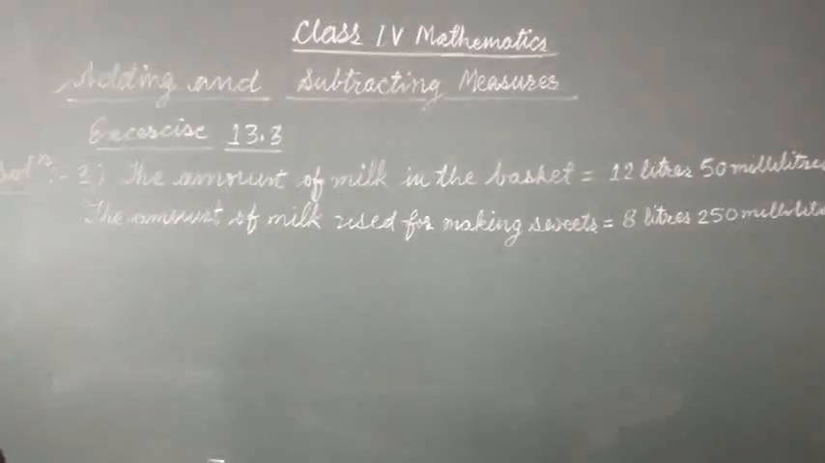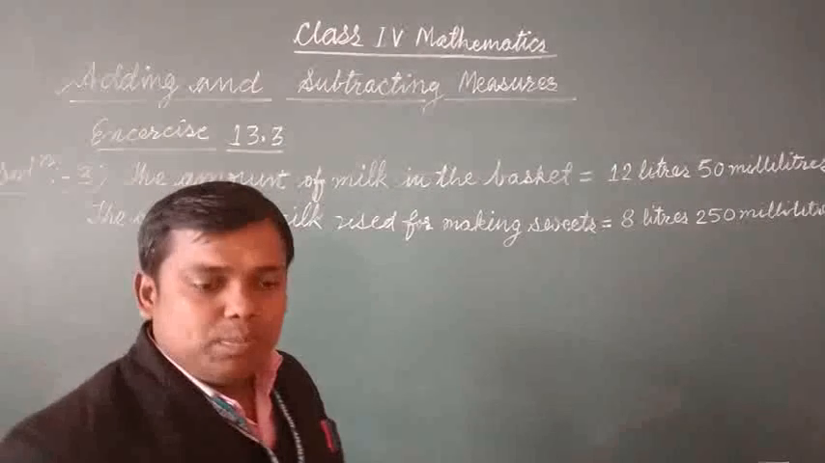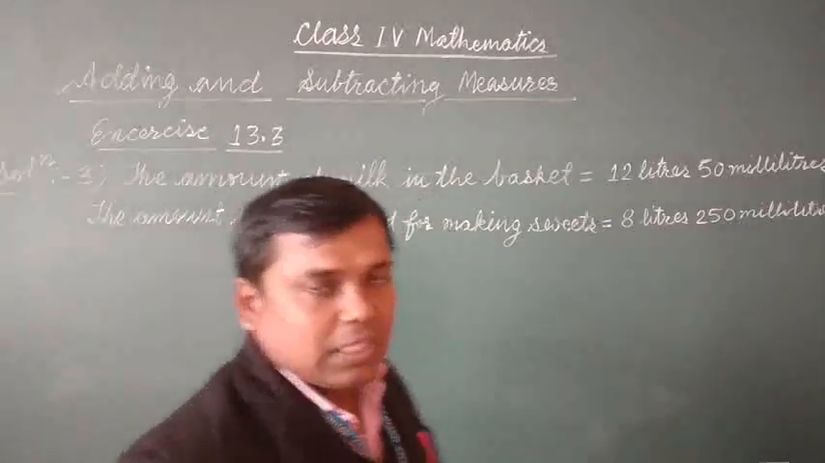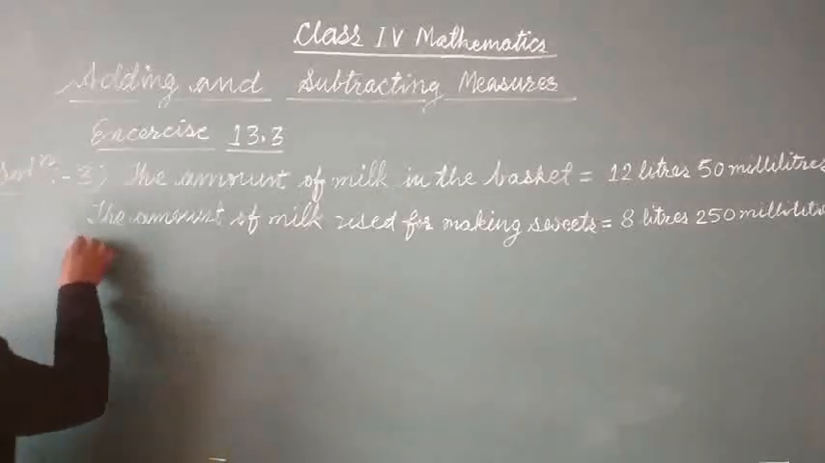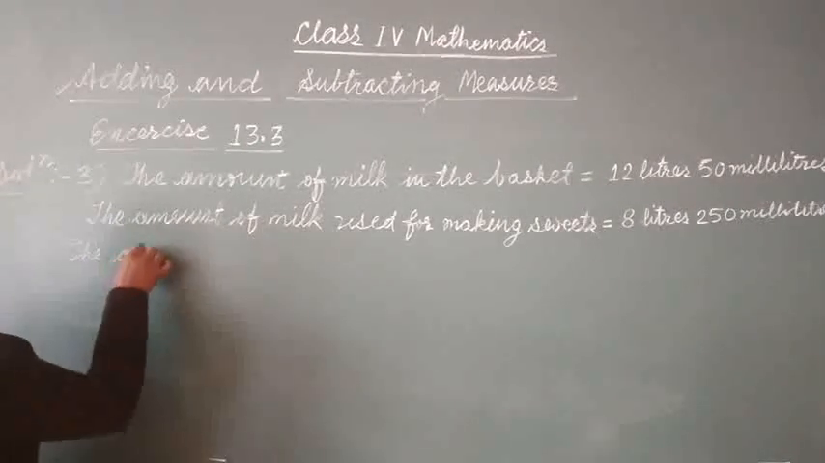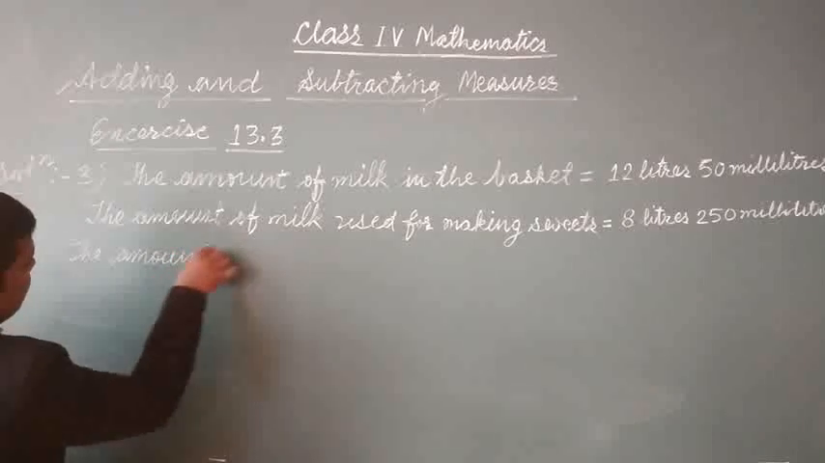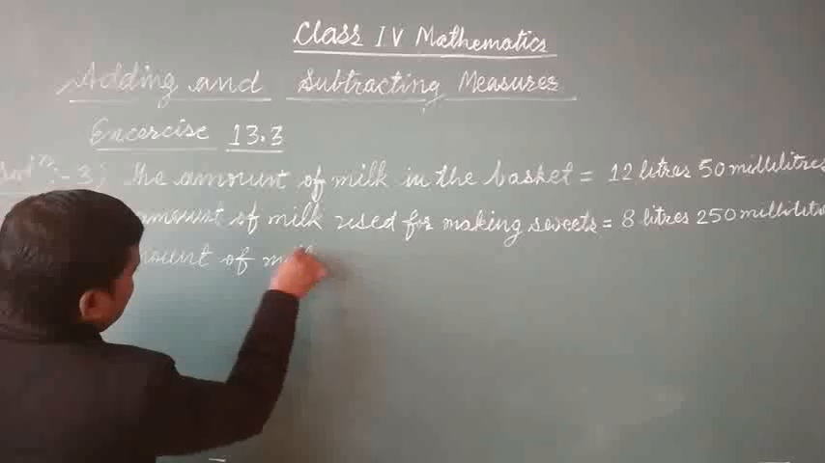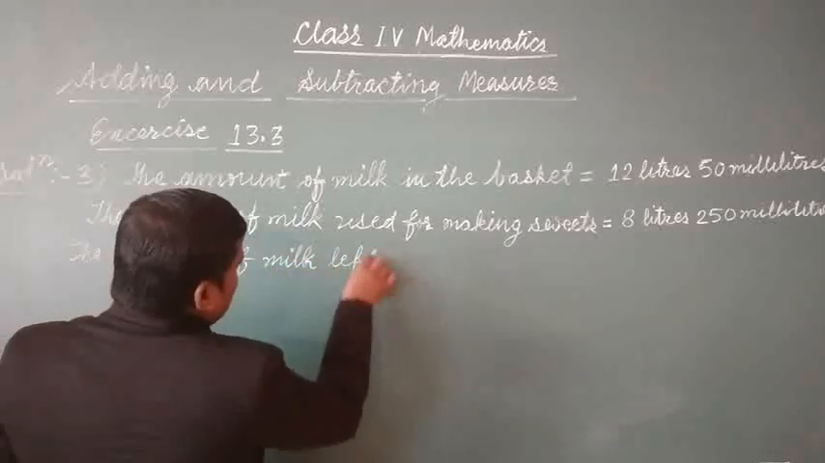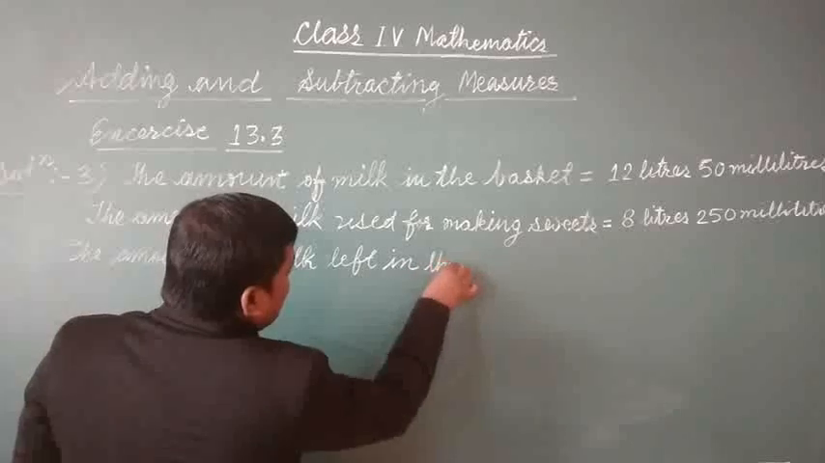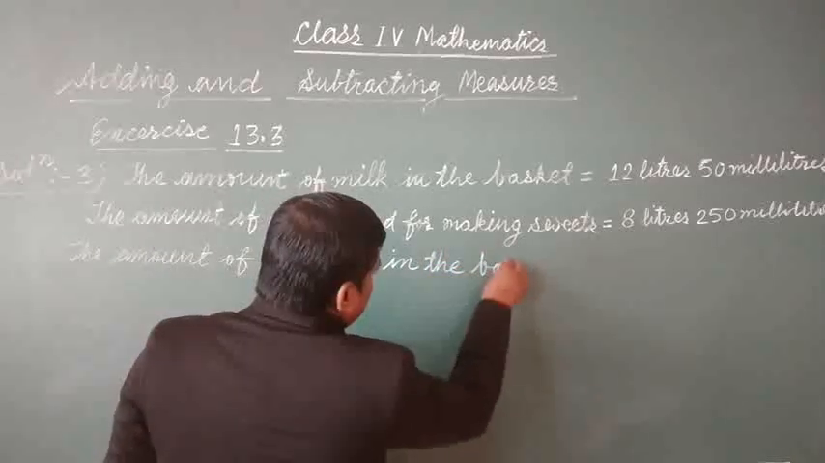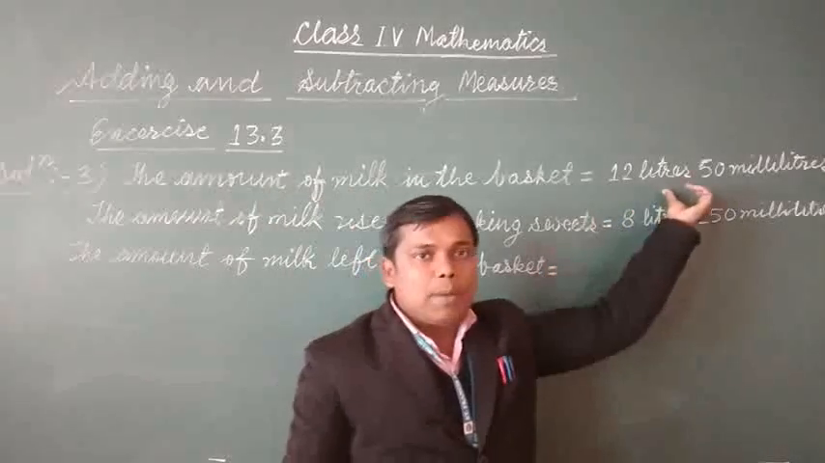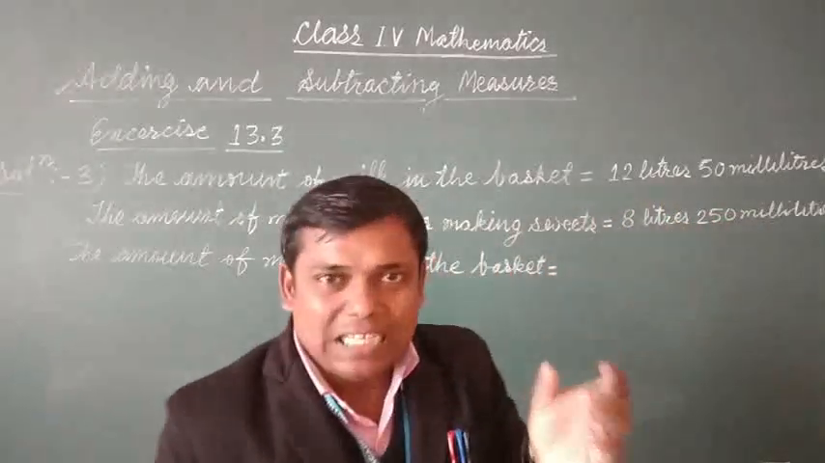Okay. So how much amount of milk is left? So we write amount of milk left in the basket is equal to total amount of milk minus amount of milk used.